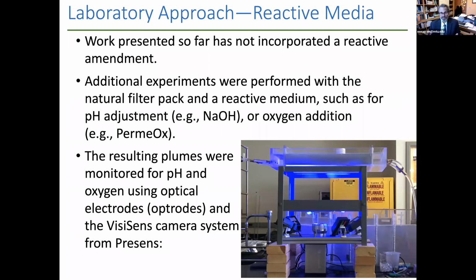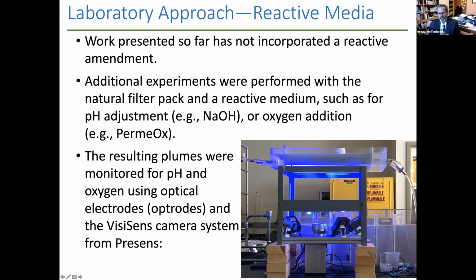So the next step was to add reactive media. So we added reactive amendments now, either simulating pH adjustment, where we used sodium hydroxide to have a dramatic effect, or oxygen addition using the Permeox material. And then we monitored the plumes for pH effect, and that was true for both plumes, and for oxygen for the Permeox plume, using equipment that was loaned from Presens, a German company. It's called the VisiSense camera system. And you can see it here.